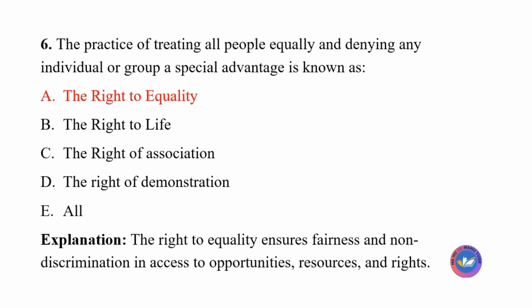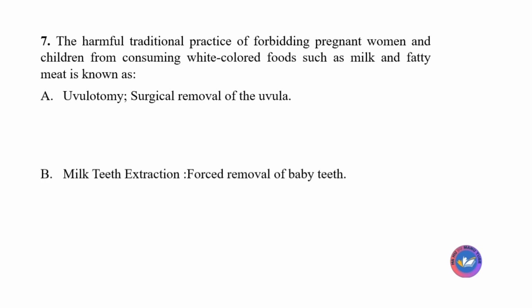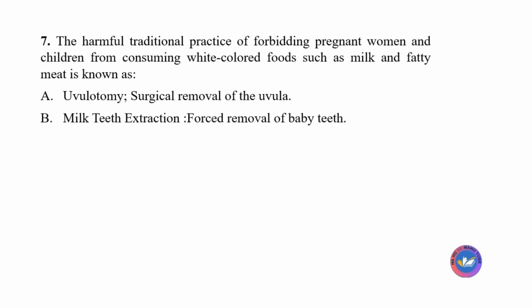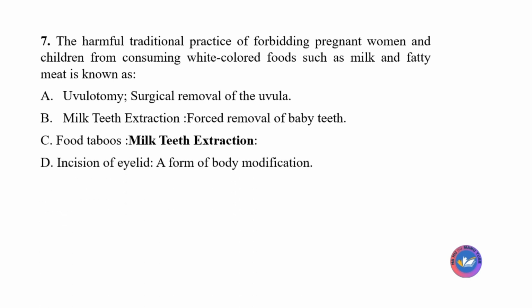Question number 7. The harmful traditional practice of forbidding pregnant women and children from consuming white-colored food such as milk and fatty meat is known as A. Uvulotomy, surgical removal of the uvula. B. Milk teeth extraction, or forced removal of baby teeth. C. Food taboos. D. Incision of the eyelid, which is a form of body modification. E. Cauterization, burning tissue to treat ailments.